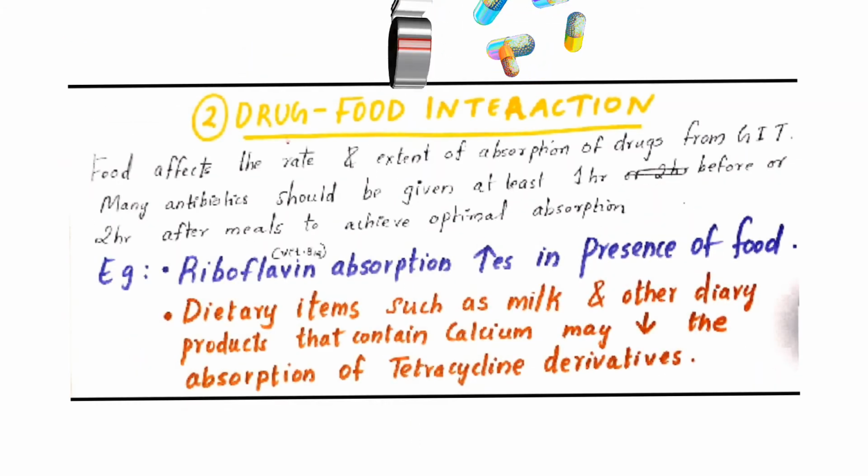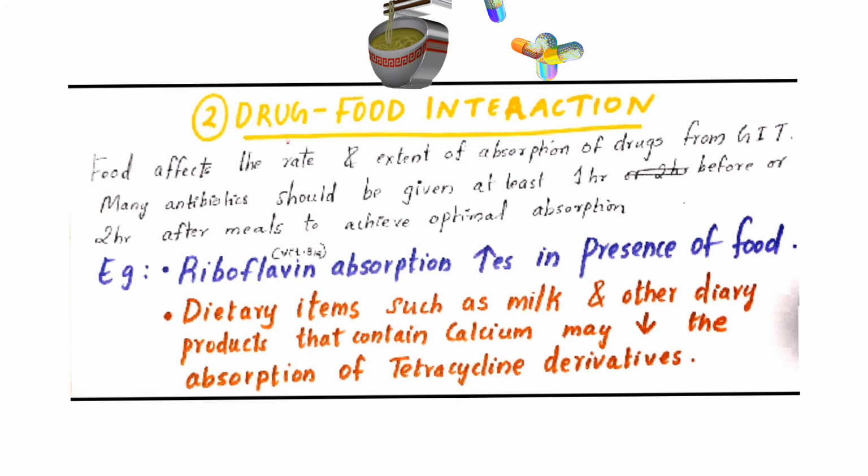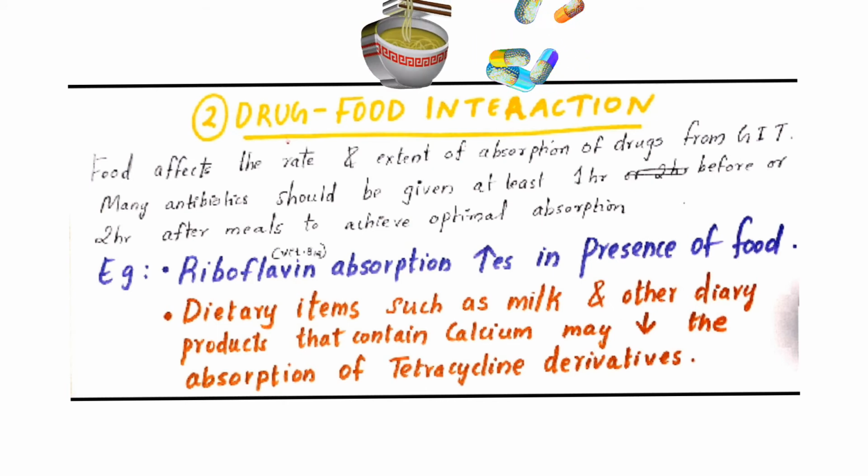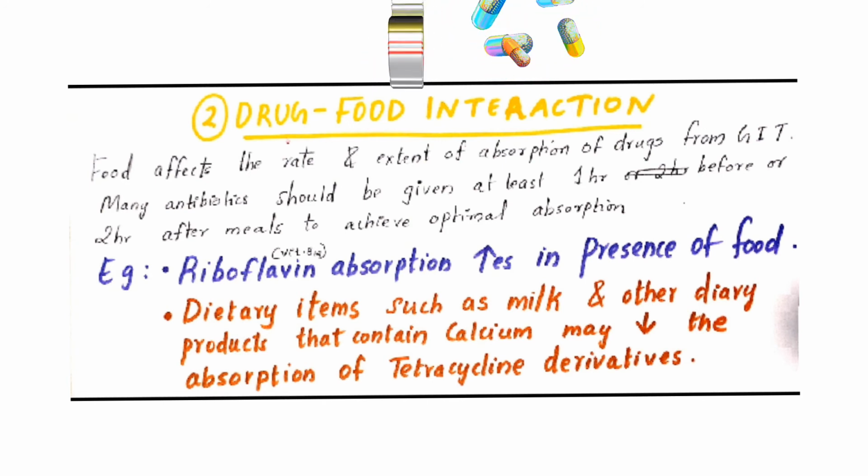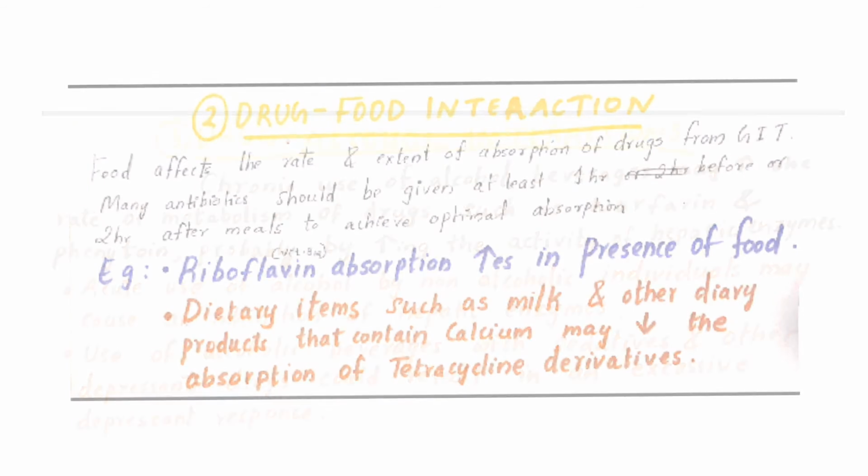Now let's move on to the next type of interaction, drug-food interactions. Food affects the rate and extent of absorption of drugs from the GIT. Many antibiotics should be given at least 1 hour before or 2 hours after meals to achieve optimal absorption. For example, riboflavin or vitamin B2 absorption is enhanced in the presence of food, whereas dietary items such as milk and other dietary products that contain calcium may decrease the absorption of tetracycline derivatives.